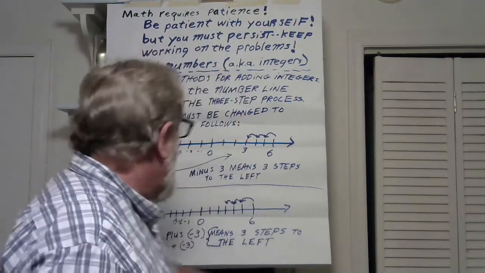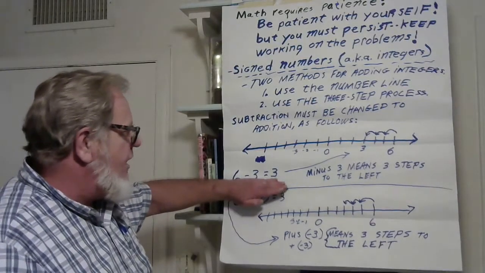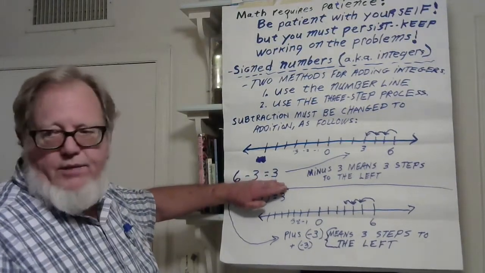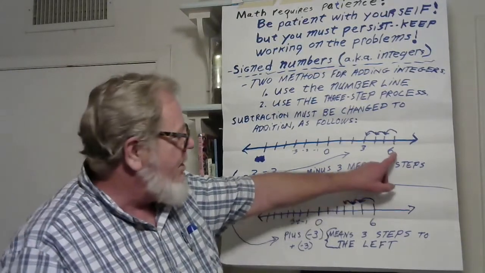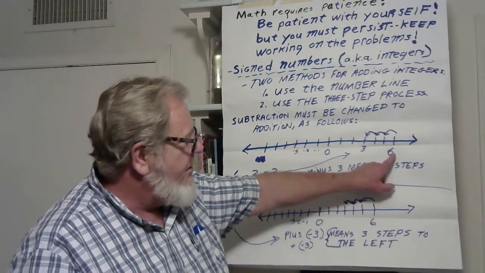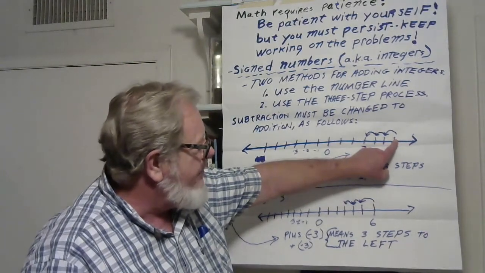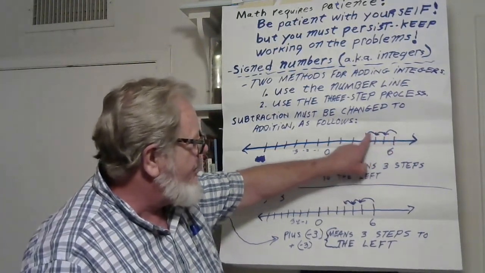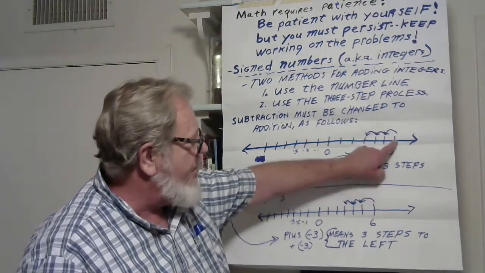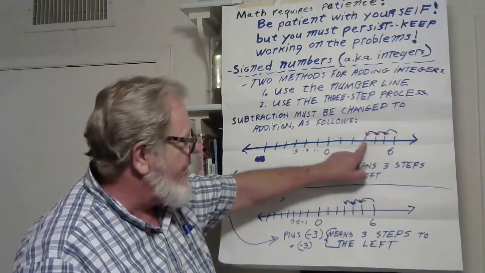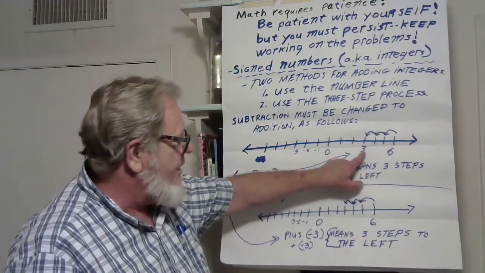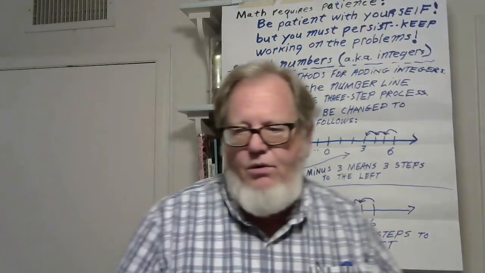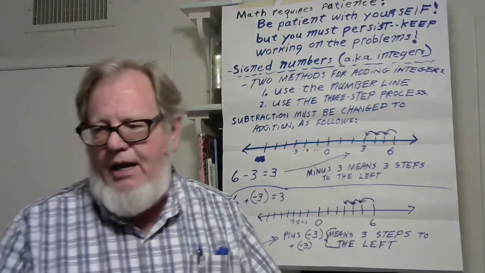And okay, 6 minus 3 equals 3. On the number line, we start out at 6. We go to the left, 1, 2, 3. When we subtract 3, we go to the left, 1, 2, 3. 6 minus 3 gives us an answer of 3. That's normal. We've been doing that a long time.